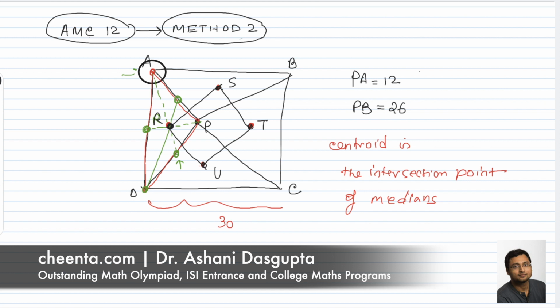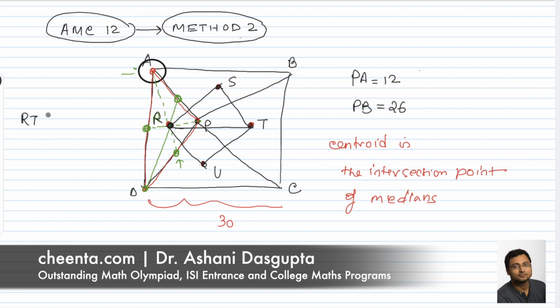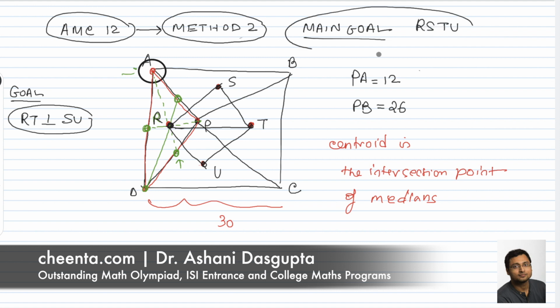Now in the previous discussion, we found it using a different strategy, using synthetic geometry. In this particular video, we will use a bit of complex numbers to solve this problem. In particular, we will show that RT is perpendicular to SU. So this is our goal. Our main goal, just to keep that in mind, is to find out the area of RSTU. Our temporary goal is to show that RT is perpendicular to SU, and using that we want to find out the area of RSTU.